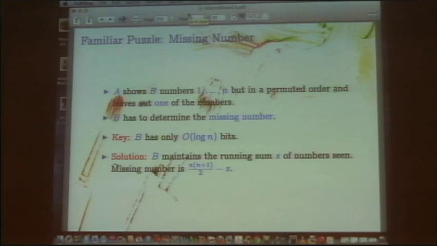This very simple solution says that B does not keep track of each of the numbers that is shown. B just keeps track of the sum of the numbers that have been shown. Since every number is shown only once, you know that the total sum of n numbers is n times n plus 1 over 2. So if he keeps the running sum and subtracts it out at the end of n minus 1 numbers, he would know exactly what the missing number was. So a very simple puzzle to show you that with a small number of bits, sometimes you can solve the problem exactly.